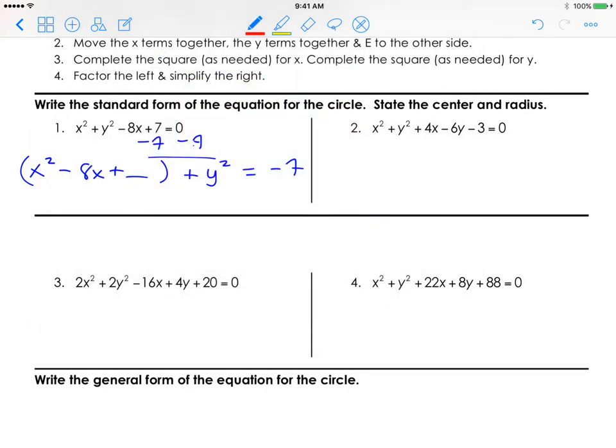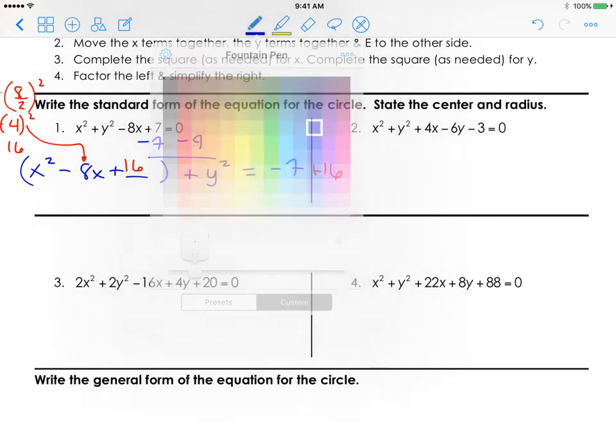All right, now we're going to complete the square. Remember, sometimes we'll do this twice. Sometimes we'll do this once. So negative 8 over 2 squared. That's negative 4 squared, which gives me 16. So I know I add 16 to this side. And because it's math, I can't just add something to one side. I've also got to add it to the other. So plus 16 to the other side. So here we go. We're getting there.